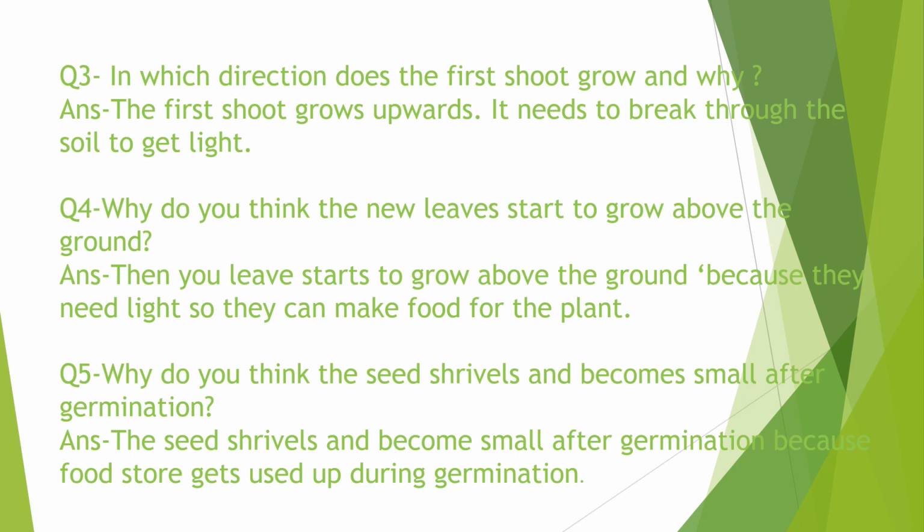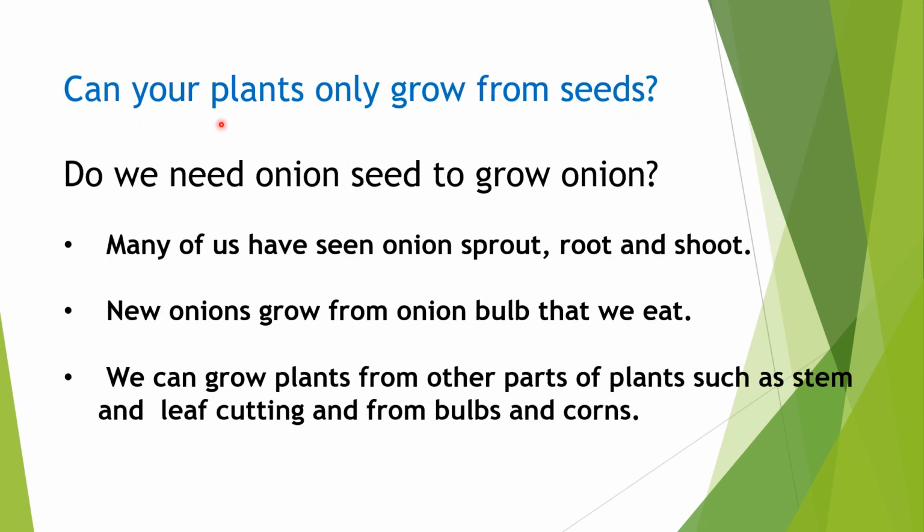Can plants only grow from seeds? Do we need an onion seed to grow an onion? Many of us have seen that onions sprout root and shoot. The new onions grow from the onion bulb that we eat. We can grow plants from other parts of the plant, such as stem and leaf cuttings and from bulbs and cones. So they are saying that we can grow the plant from another part, that is the onion bulb.